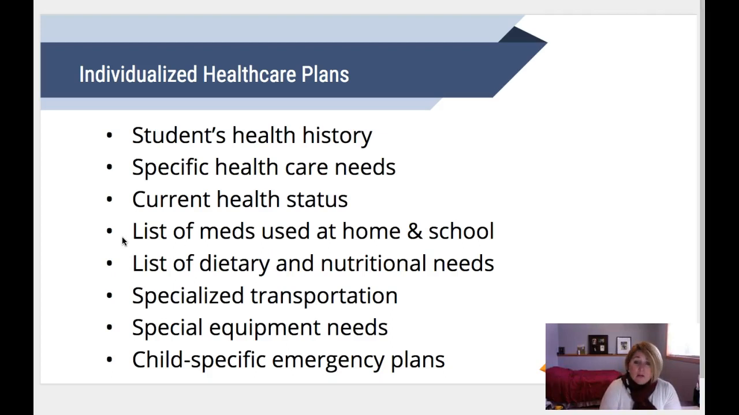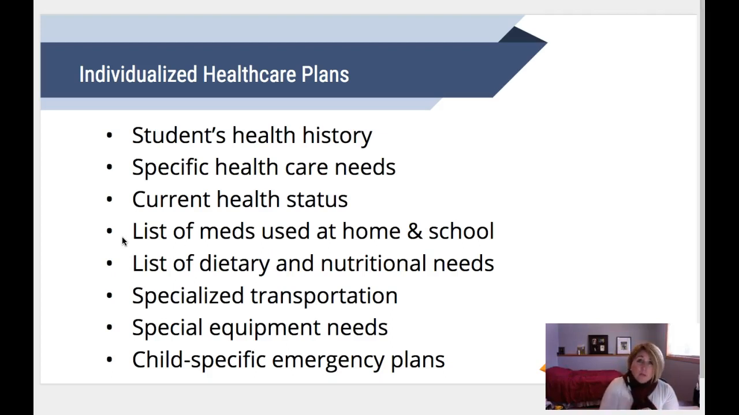If there is suddenly a crisis and you're working with an EMT, they're going to want to know what meds that individual is on. Any dietary or nutritional needs. Sometimes children who have an ongoing chronic health condition can be taking certain supplements, nutrients, they need to avoid certain things or have certain things. All of those are part of a plan.